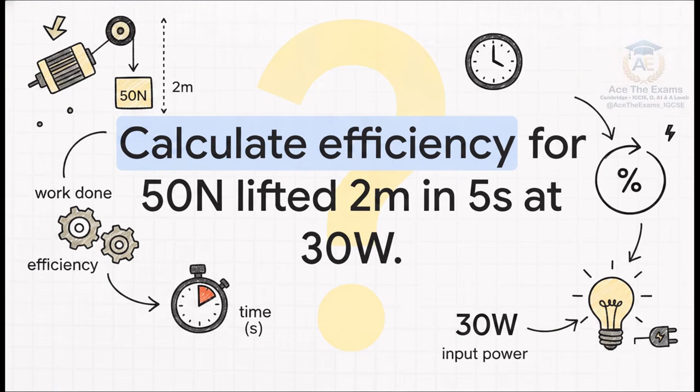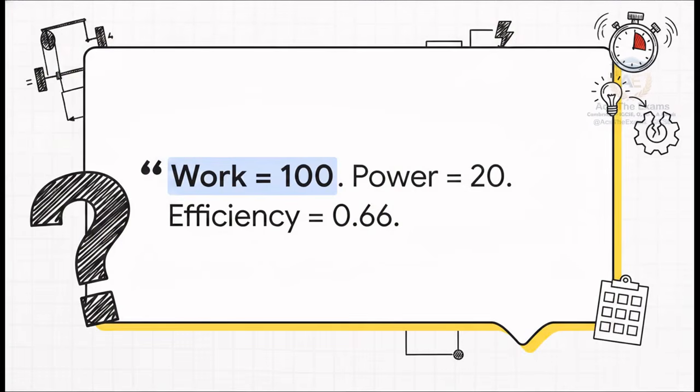And finally, we have an input power value, the missing piece we need to ultimately calculate the total efficiency of the motor. Now carefully consider this student's approach. They wrote, work equals 50 times 2 equals 100. Power equals 100 divided by 5 equals 20. Efficiency equals 20 divided by 30 equals 0.66.